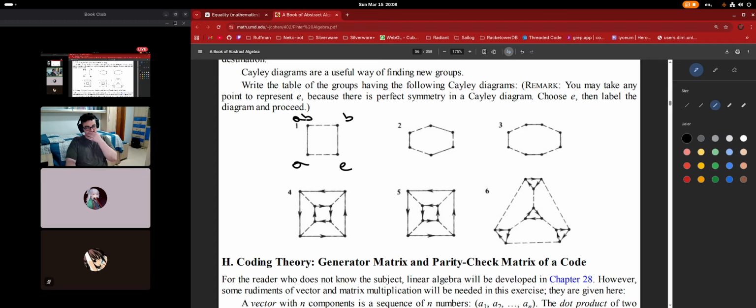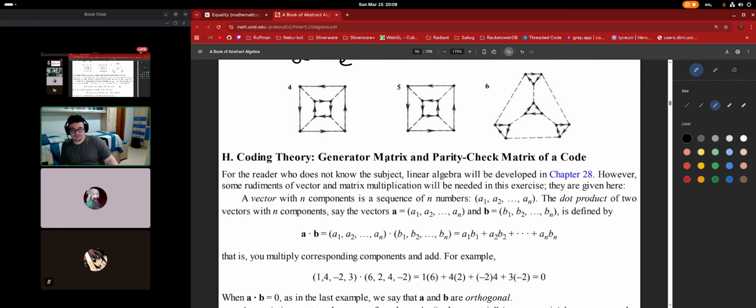What do you guys say? Yeah, this is kind of boring, honestly. It's interesting to know the diagrams and how they relate to the tables, but generating one from the other is just pretty mechanical.